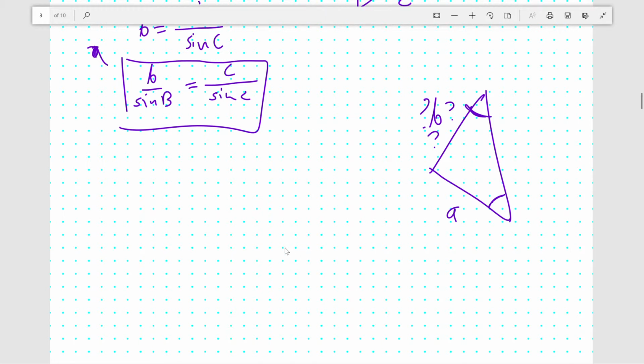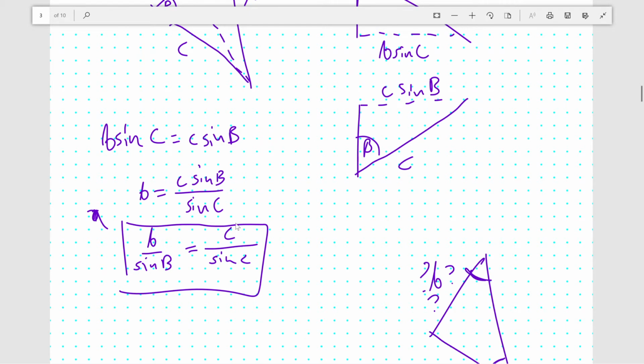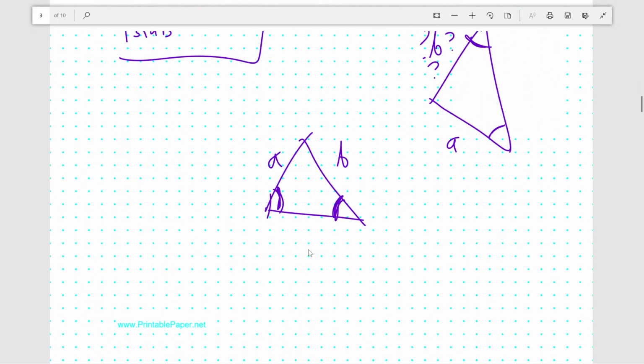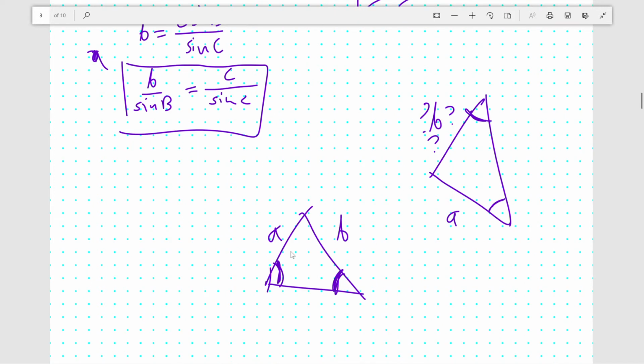Or alternatively, say you have two sides and an angle that is not between them. So you know this angle, but you want to find out this angle. How would you go about doing that? Well, you would just use the sine rule again. And of course, the sine rule can be manipulated, not simplified, to get you values if you want to make a length or an angle the subject of the formula.